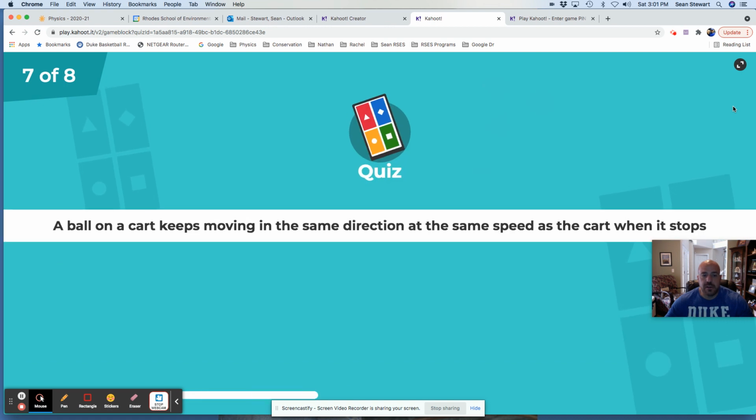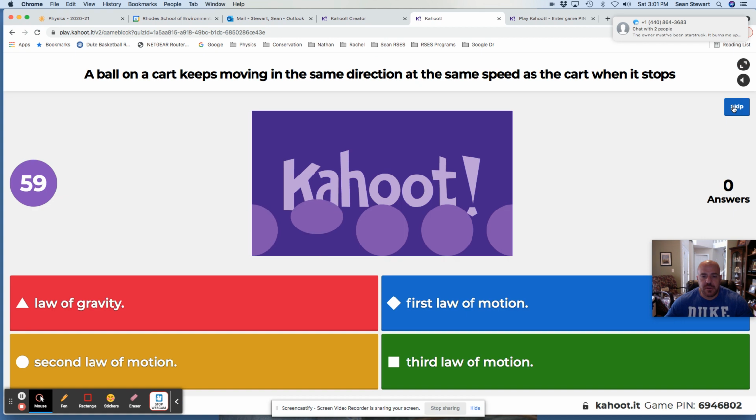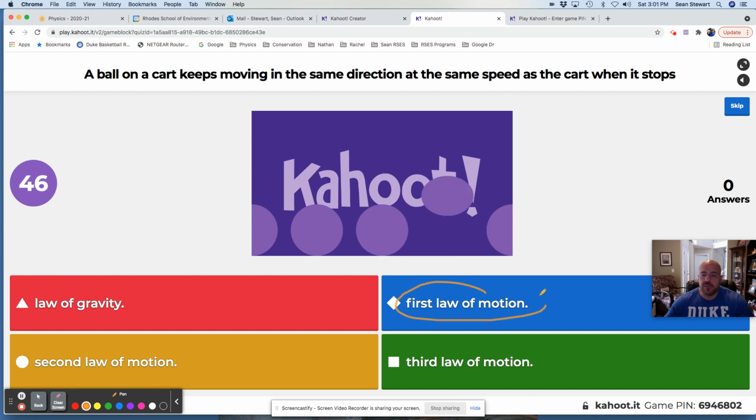A ball on a cart keeps moving in the same direction at the same speed as the cart when it stops. Well, press pause while you think of the answer. If you were thinking law of inertia, you're right. Inertia would be correct. But remember, we said inertia and the first law of motion are the same thing. So inertia wasn't the choice, which makes first law of motion correct.